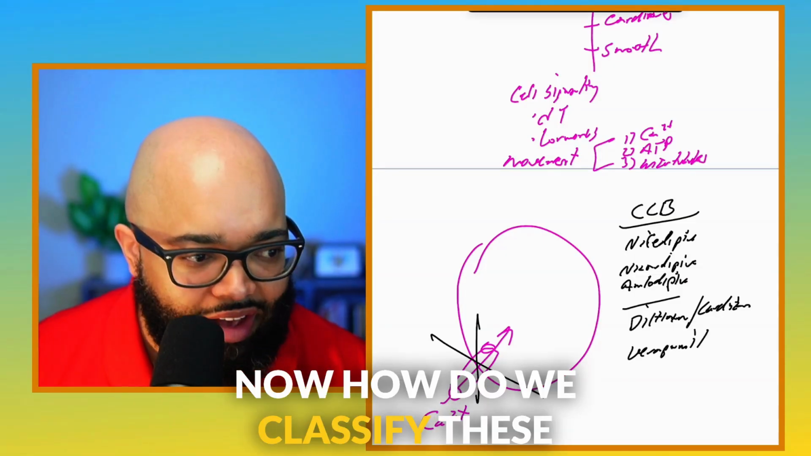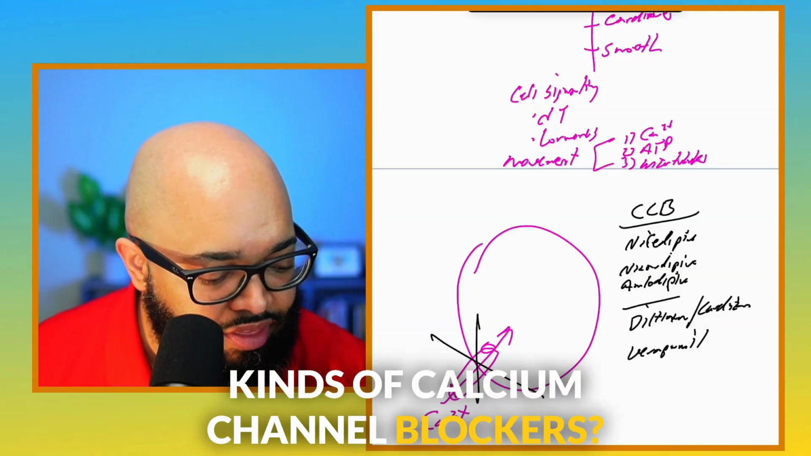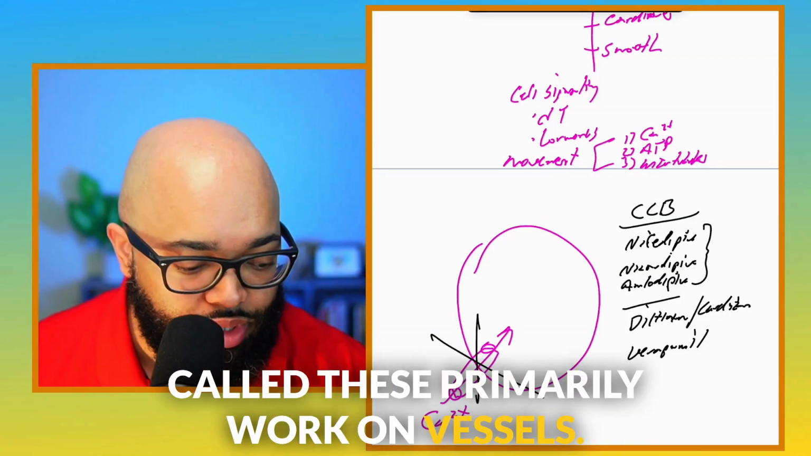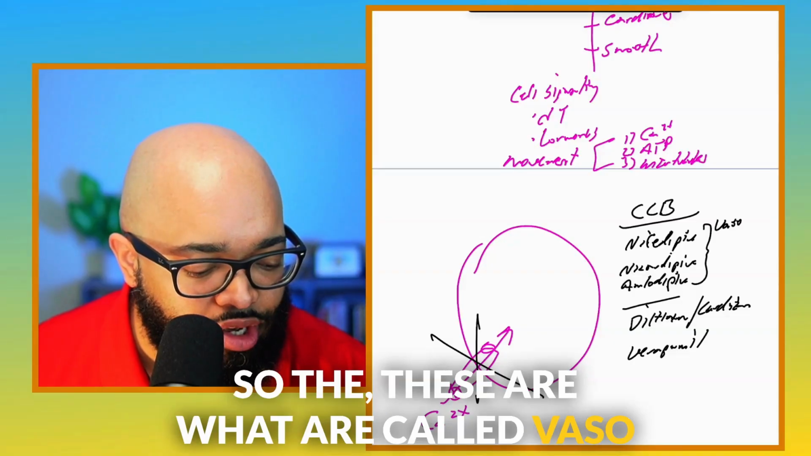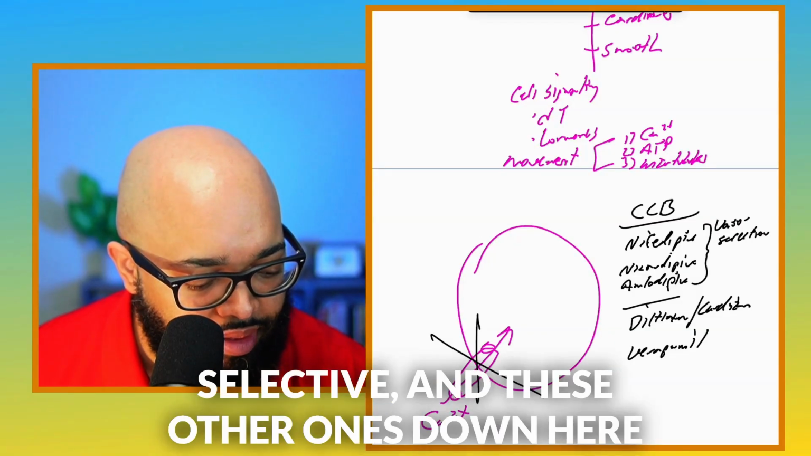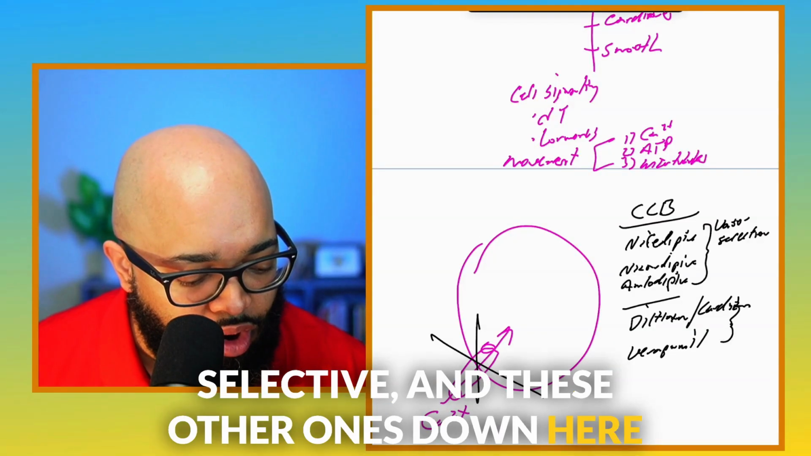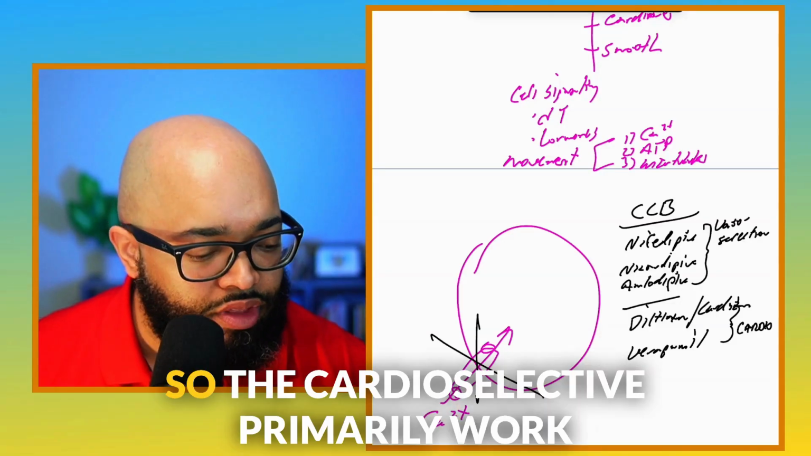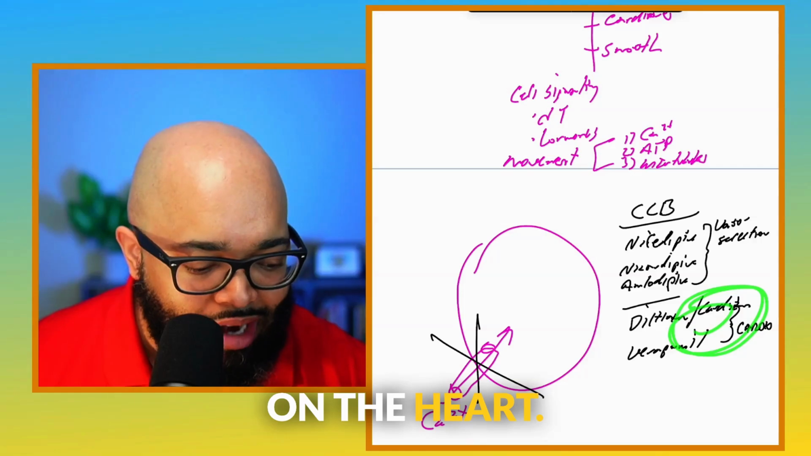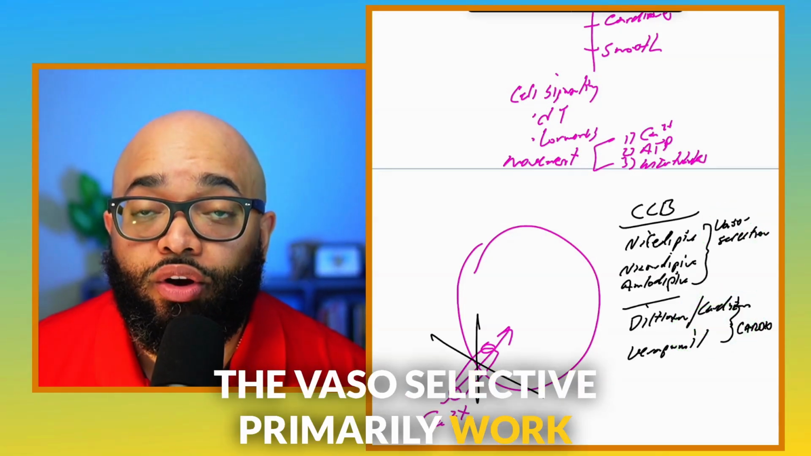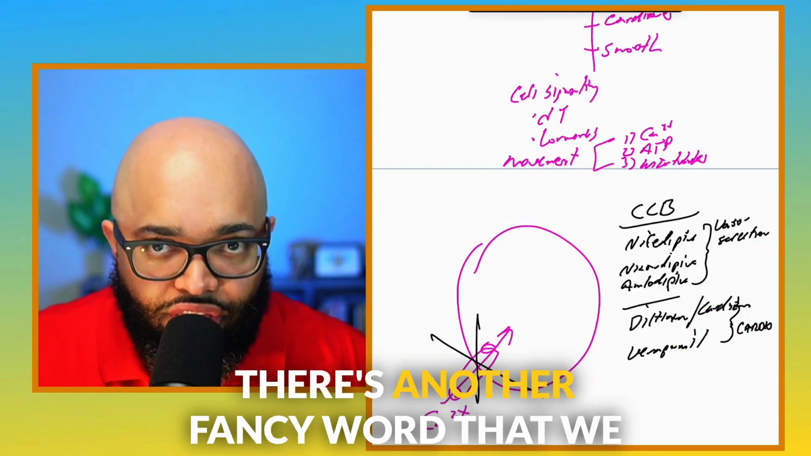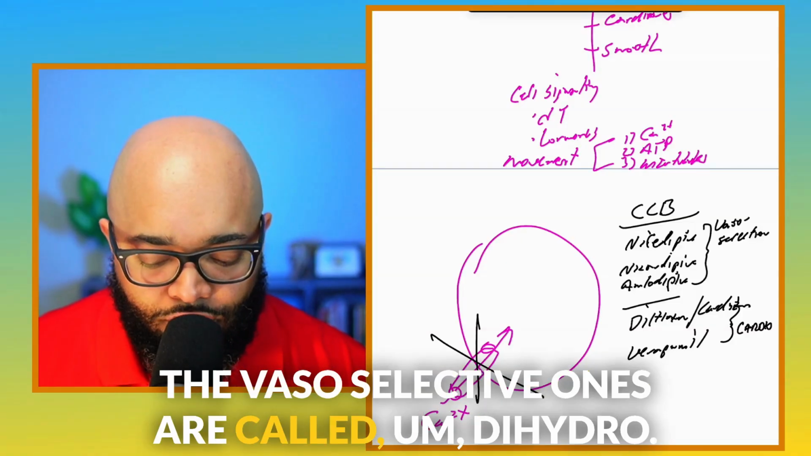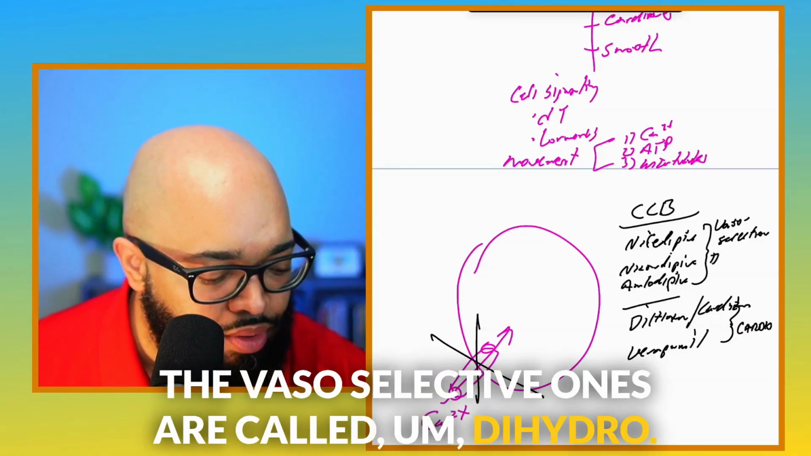Now, how do we classify these kinds of calcium channel blockers? This first section, these primarily work on vessels, so these are called vasoselective. And these other ones down here are called cardioselective. The cardioselective primarily work on the heart, and the vasoselective primarily work on the vessels. There's another fancy word that we use to describe these. The vasoselective ones are called dihydropyridine.